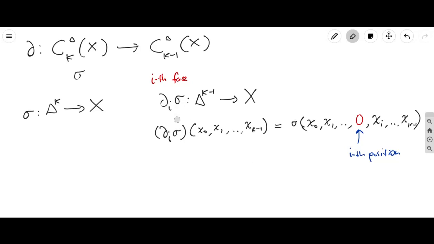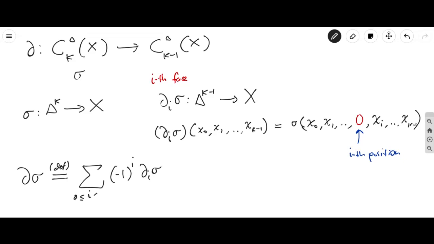And then when you do that, the ith face is now a function of one fewer variable. You see one fewer variable because one of the variables has been set equal to 0. And then we can therefore define the boundary of sigma. This is the way we define it. It would then be a formal sum because this is a chain, so it's a formal sum of its faces. So it's minus 1 to the i, and you take the ith face of sigma, where i ranges from 0 to k. And when you calculate this, this is what you call the boundary of the simplex.